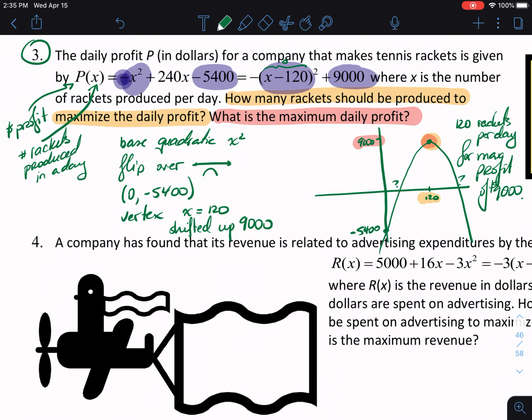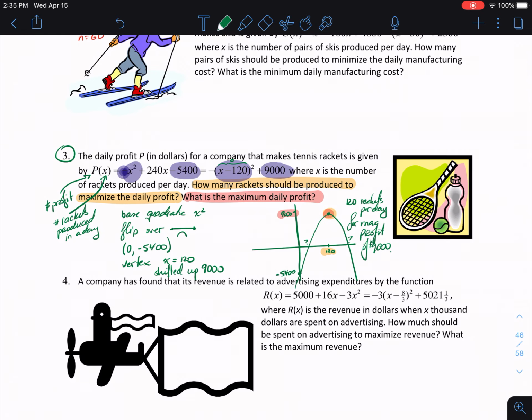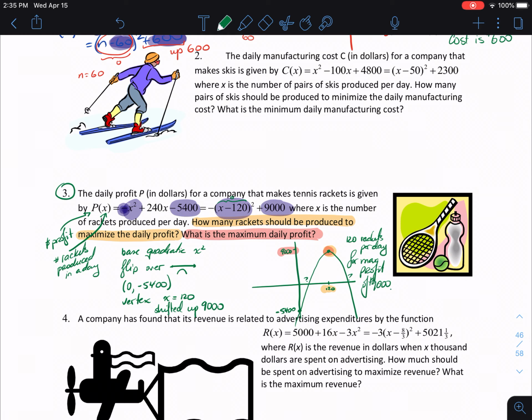All right. Now, I will leave questions 2 and 4 for you to play with. And again, you're looking at trying to tease out some information that's easy to see from the forms of the function that are given to you. All right, and if you have any questions with 2 or 4, let me know and I'll be happy to record another video.